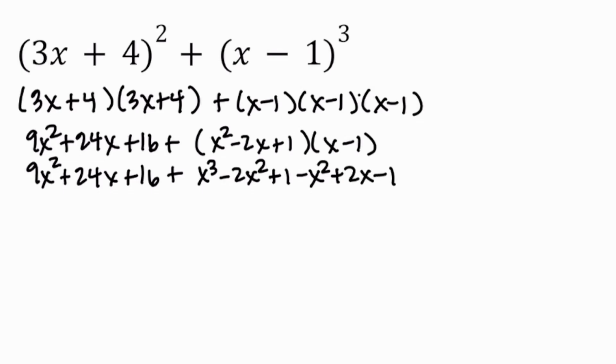Okay, so now I'll have all the terms I need. I just need to combine them. Okay, so for x to the 3's, I only have one. X squareds, I have 9 minus 2 is 7, minus another one is 6. For x's, I have 24, plus 2 is 26x, but I messed that up. Hold on, this doesn't look right.